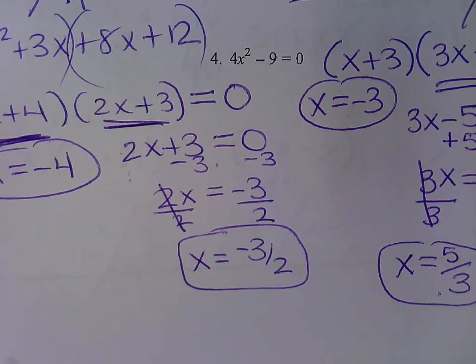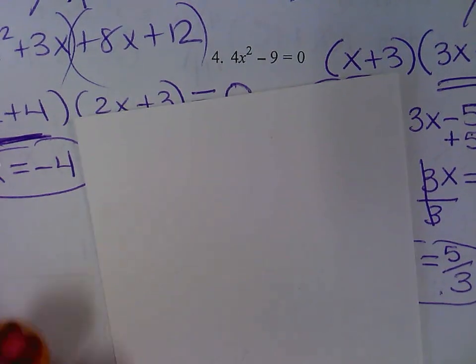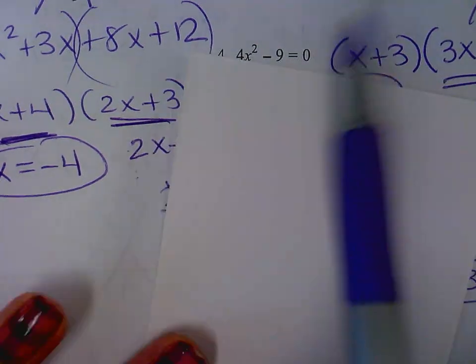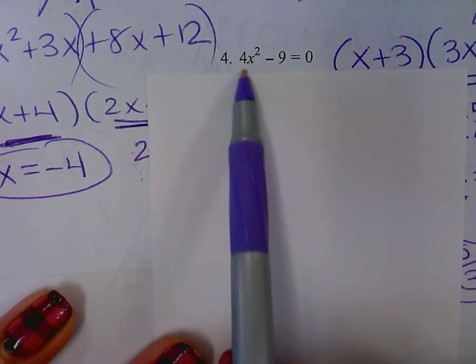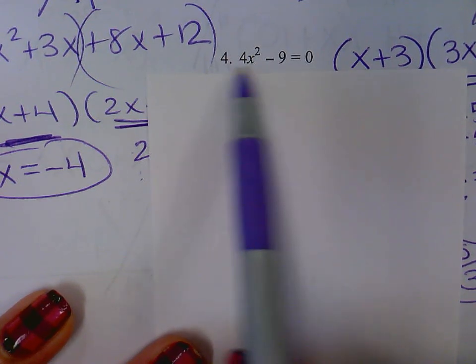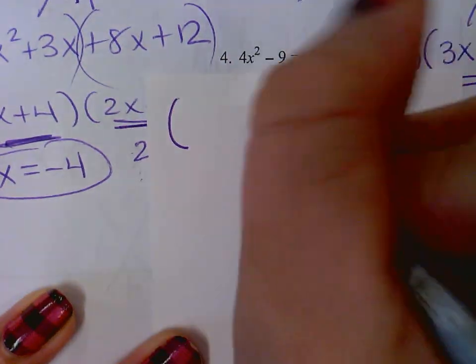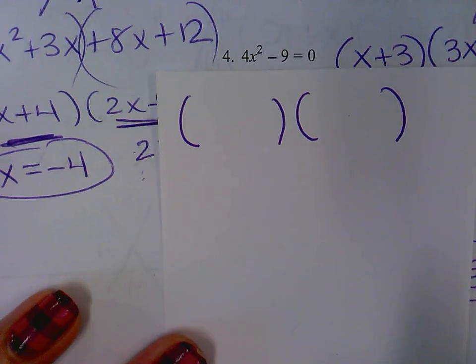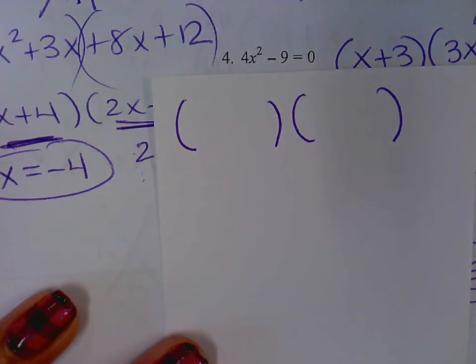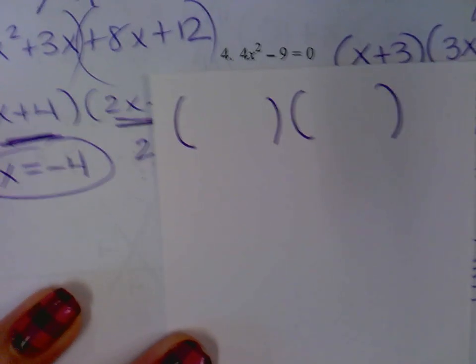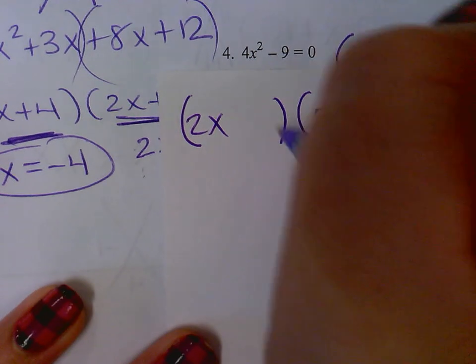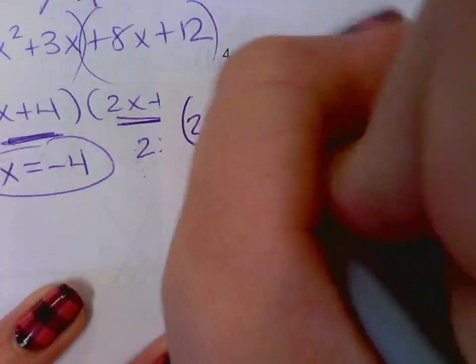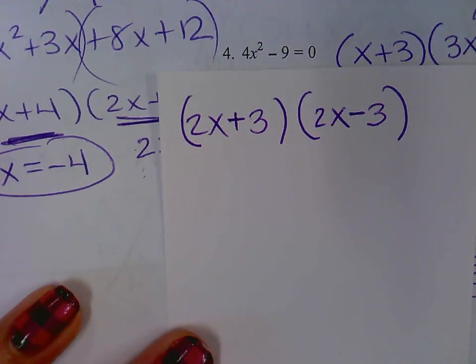Number 4, what kind of function is number 4? It's kind of hard to see because I've already written on my paper, but it's a quadratic. Does it have a difference of squares? 4x squared, right? And 9. It's a difference of squares. So to write it as a difference of squares, you take the square root of each part. So 4x squared is what times what? 2x times 2x. And what about 9? 3 times 3. And one gets a plus and one gets a minus.